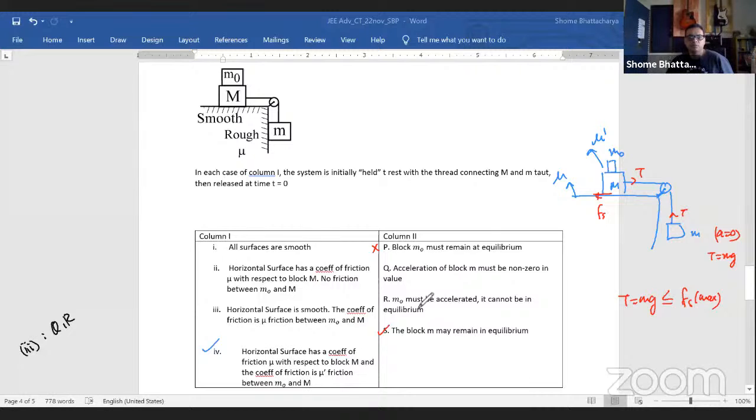Okay, M naught must be accelerated. It cannot remain in equilibrium. This is also wrong. Okay, the acceleration of small m must be non-zero in value. This is also wrong.